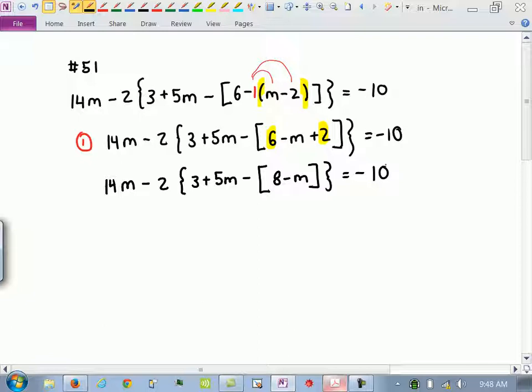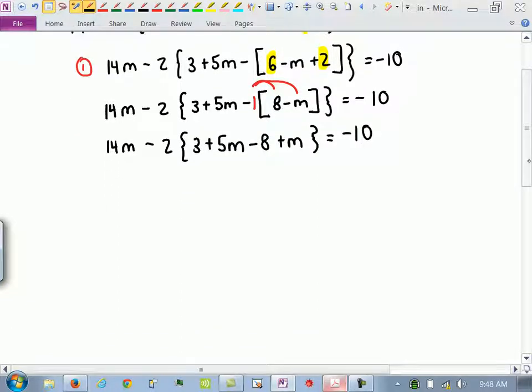Okay, so I've done the parentheses and I've wasted another line, but now I need to get rid of the brackets, so I want to distribute the -1 through, right? Here and here. So what I'm going to have is a 14m, I have -2, my brace, 3 plus 5m. Now here we go. What do we get? -8 plus m. No more bracket, right? Just the brace equals -10. I think y'all are ready for a test.